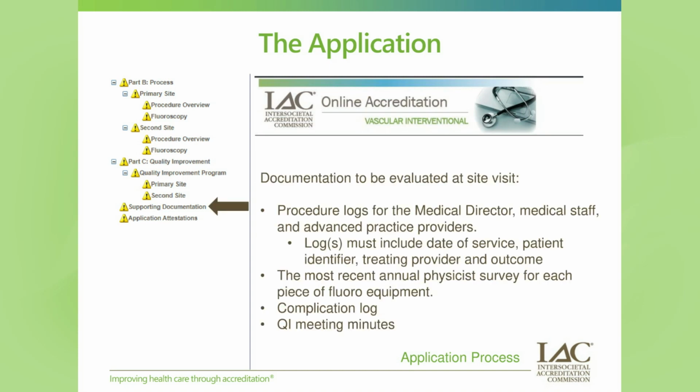At the end of the tree, it does say supporting documentation for your Vein Center. This is where you would submit documentation, but for the new application, it's just going to tell you what we're looking at when we go to site visit. When we go to site visit, we're going to want to see procedure logs for all your staff. The logs must include the date of service, patient identifier, treating provider, and outcome. You must have the most recent annual physicist survey for each piece of fluoro equipment, the complication log, and the QI meeting minutes.